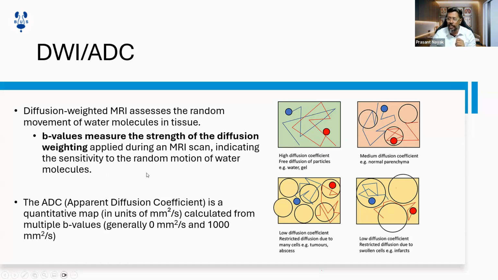Meaning water is not able to freely diffuse through, so that area becomes highlighted. As you increase the B values, the areas which have a restricted water mobility, where water is not moving freely, get highlighted. So that is called diffusion weighted MRI. The areas where water diffusion is not occurring freely will appear hyperintense. So that is your diffusion weighted or DWI images, right? That is what is key.